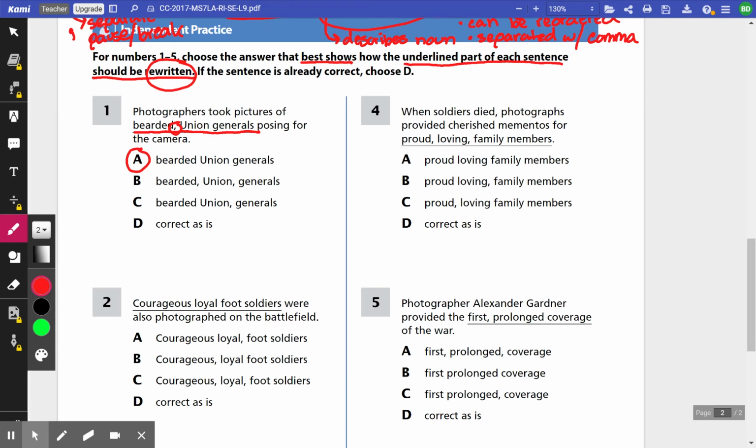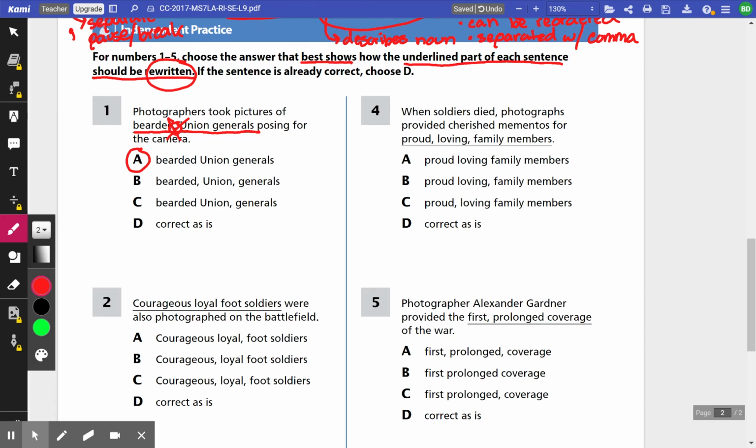So if we put the word "and" in between "bearded" and "Union," it makes it sound like the photographer's taking pictures of two groups of people, bearded people and Union generals. And that's not what it means. It means that the Union generals have beards. So the best thing for us to do is take out this comma altogether, because those are not coordinate adjectives. So we do not need the comma.